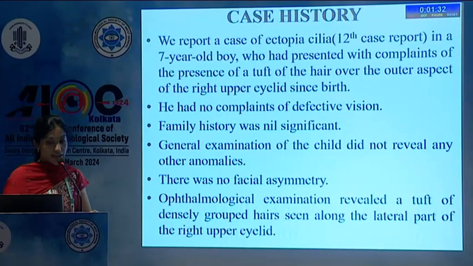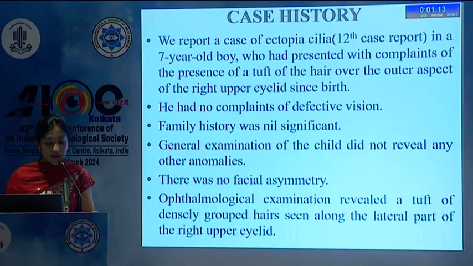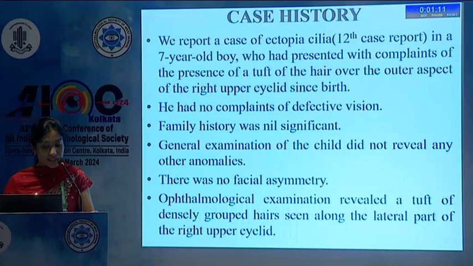So I report a case of ectopia cilia. This is the 12th case report in the world. A 7-year-old boy presented with complaints of a tuft of hair over the outer aspect of the right upper eyelid. There was no complaint of defective vision. Family history was of nil significance. General examination was normal. Ocular examination was normal. A tuft of densely grouped hair was seen along the lateral aspect of the upper eyelid between the medial 2/3 and the lateral 1/3.